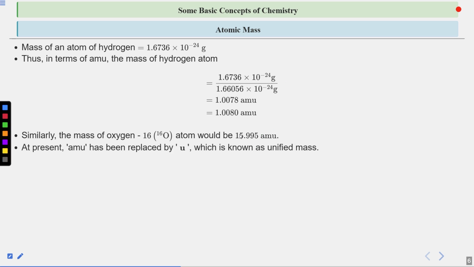But in recent times, this AMU is being replaced by u, which simply means unified mass. So we have dropped the atomic mass unit. Its value is the same; only the way of writing has changed to a small u rather than AMU.